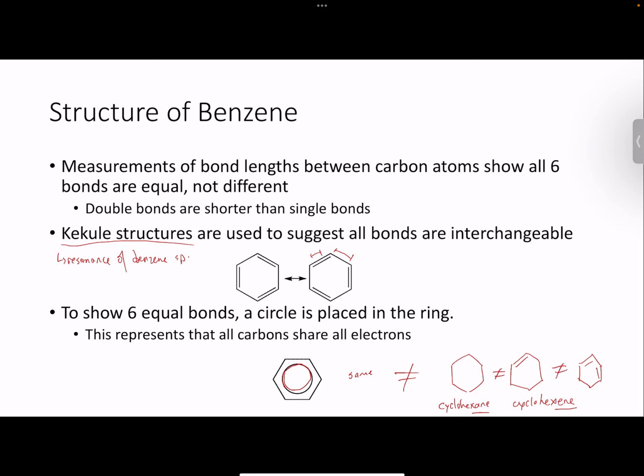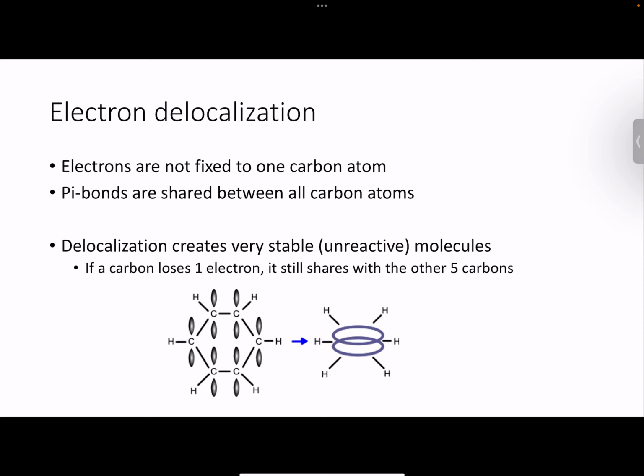These are not resonance structures of each other, but these ones are. So that's the unique thing. You'll see either drawn, so just be able to recognize that alternating pattern. What's really happening here is we have something called electron delocalization. So you want to know this term. It's like what happens in metal ions.